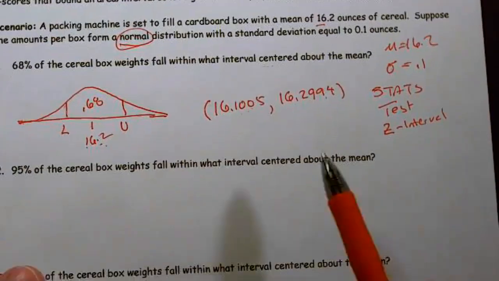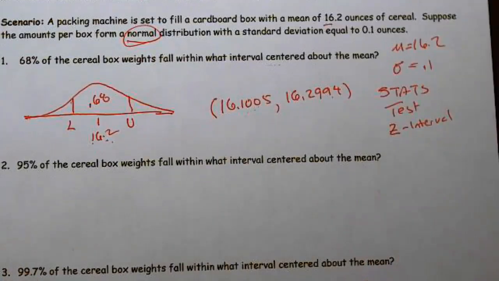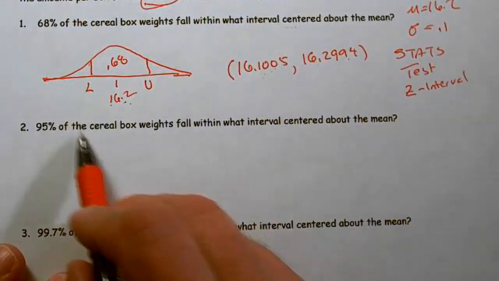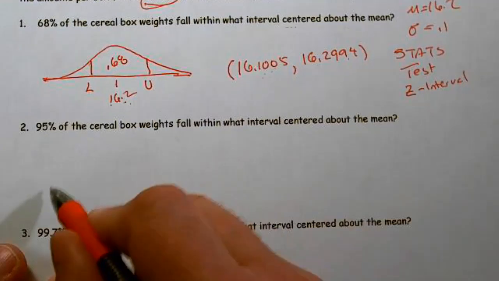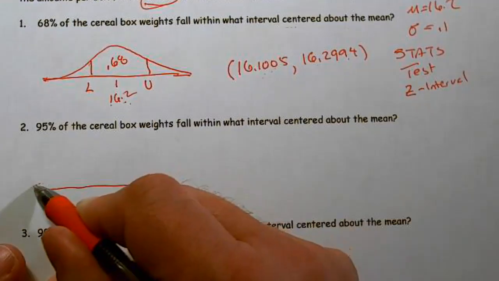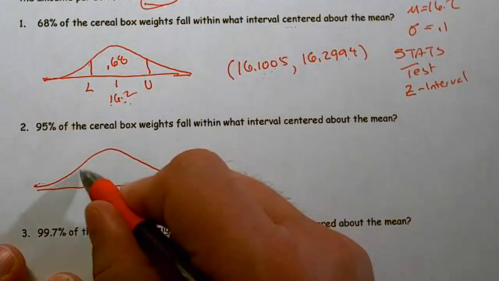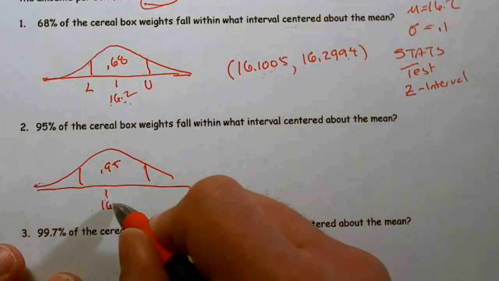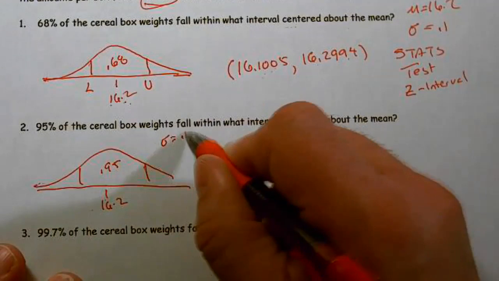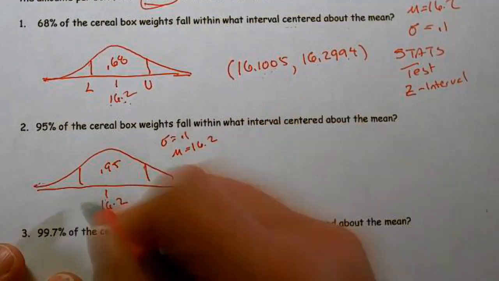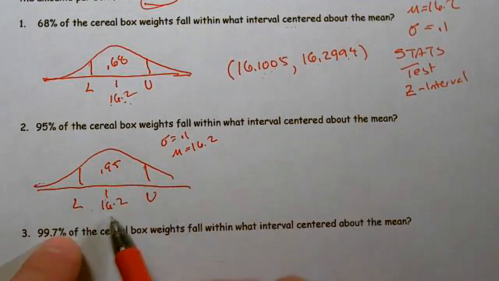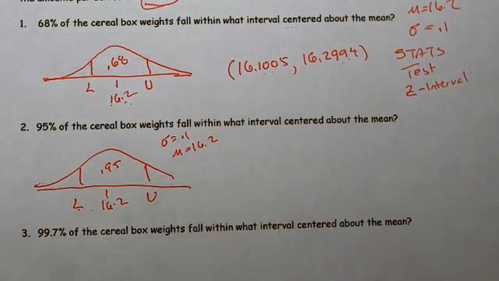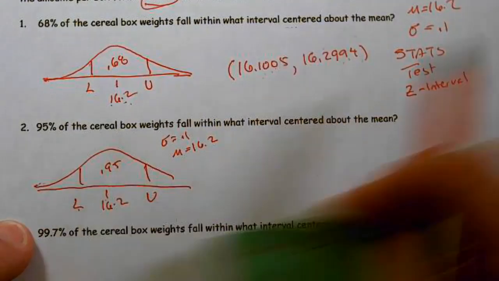So we can use the second vars, we can use the inverse norm, or we can go to the stats test Z interval. So let's look at this one right here. 95% of the boxes fall within what interval about the mean? Now this interval is going to be a little bit wider than the previous one. So this is 0.95. We're centered at 16.2. We know our standard deviation is 0.1. I'm going to write our mean is 16.2. This is my lower and this is my upper. So this lower bound should be smaller than this. My upper bound should be larger than this because we have a larger center section.